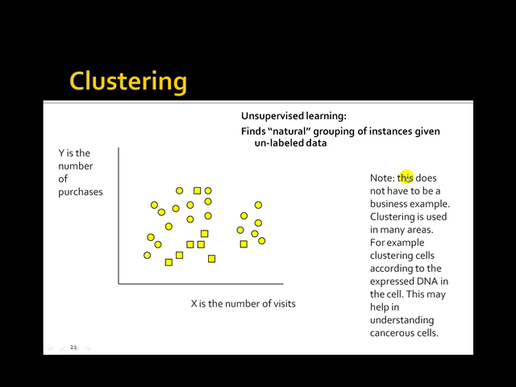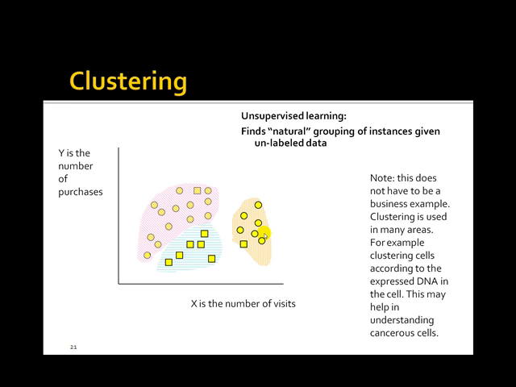Now note that I keep using business examples, but this really doesn't have to be focused on business at all. Clustering is used in many areas. For example, clustering cells according to the expressed DNA in the cell. This may help in understanding cancerous cells, for example, and it is used for that purpose. All right, but anyway, let's go back to this example. So we might say, oh, here's a group here, and another group here, and a third group there.